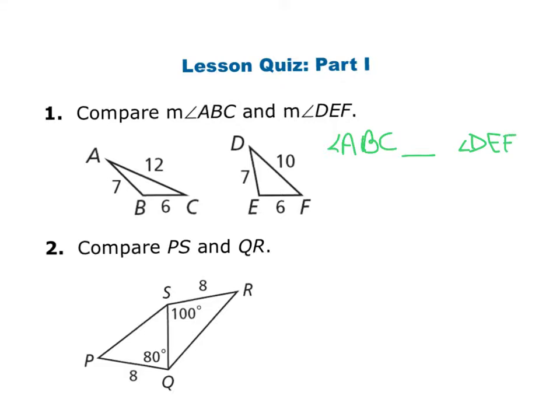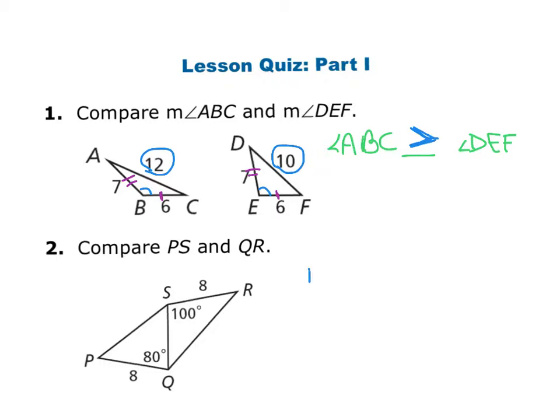And you want to look at what you've got, what you're given. So on both of these triangles, they both have a 6 here. That's one pair of congruent sides. And they both have a 7. That's 2 pairs of congruent sides. The third side is the other piece of information we have. And 12, which is opposite angle ABC, is bigger than 10, which is opposite angle DEF. So I know ABC would be larger than angle DEF.